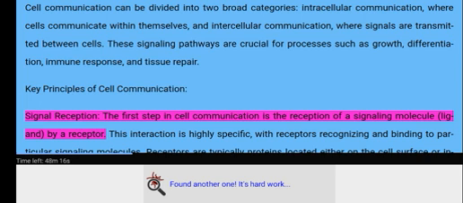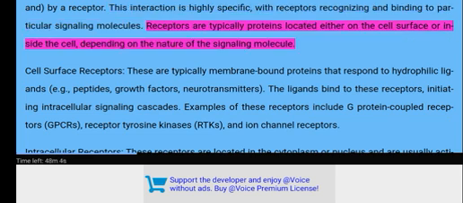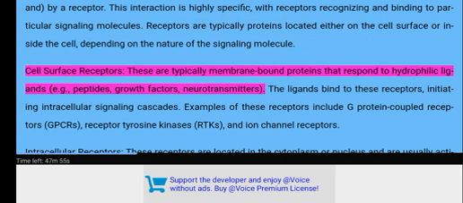Signal reception. The first step in cell communication is the reception of a signaling molecule, ligand, by a receptor. This interaction is highly specific, with receptors recognizing and binding to particular signaling molecules. Receptors are typically proteins located either on the cell surface or inside the cell, depending on the nature of the signaling molecule.